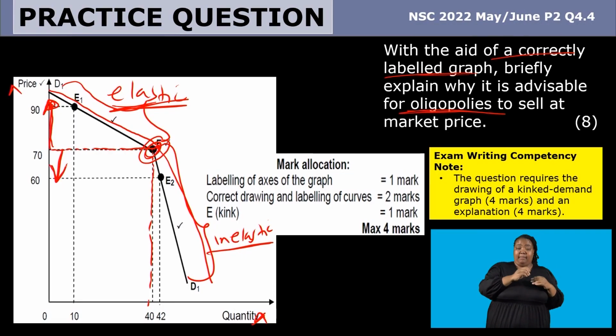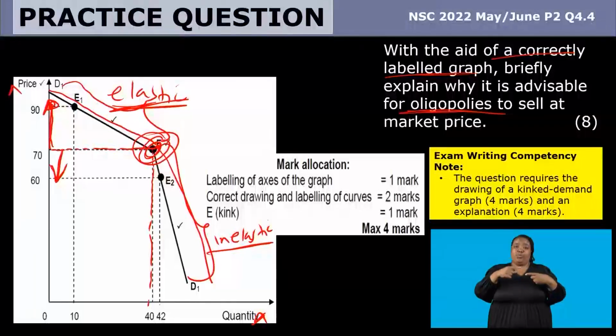So once again, they cannot reduce the price for fear of losing revenue. And secondly, they cannot reduce the price because other firms are likely going to reduce their prices as well. So eventually, all the firms in the market will end up selling at a lower price and getting low revenue. So the only option that they are left with is to maintain the price at the kink, and that is the market price. Let us look at the explanation.